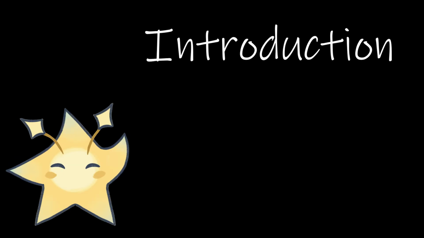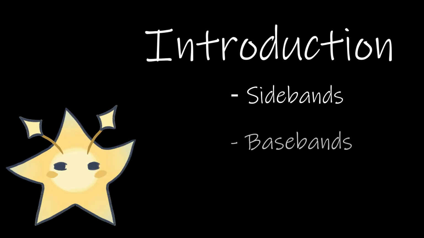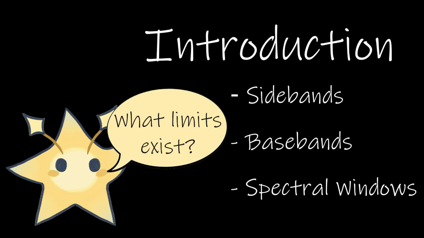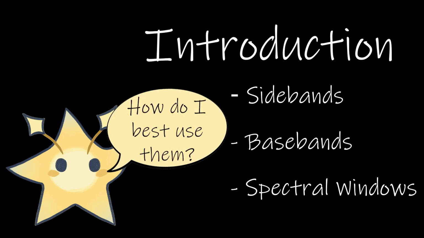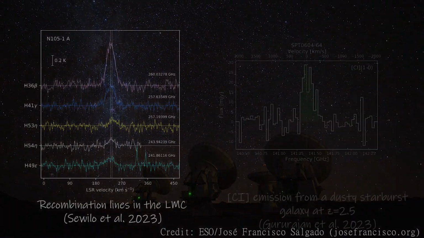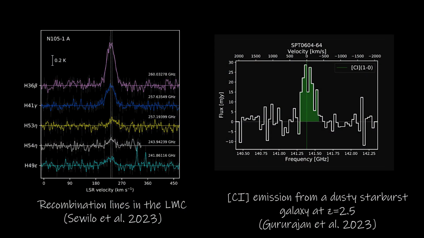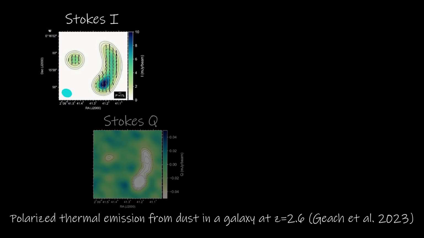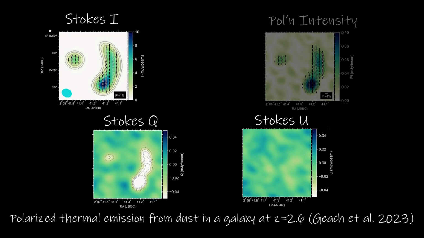In this video, we will discuss sidebands, basebands, and spectral windows, what they are, what limits they have, and how to optimally combine them in ALMA to meet your science goals. ALMA's highly customizable observing setup allows us to set our desired spectral resolution, observe spectral lines and continuum emission simultaneously, and choose our polarization products, among other things.